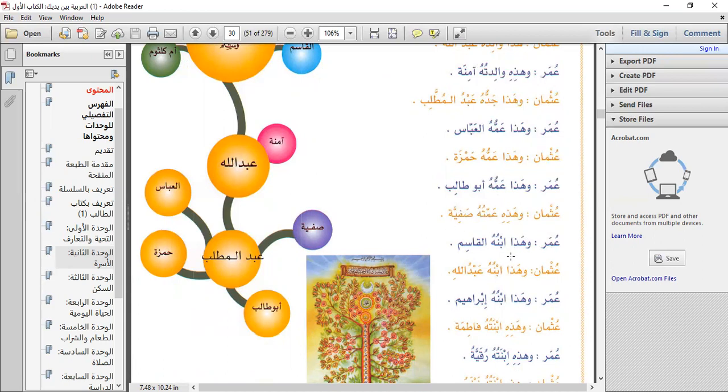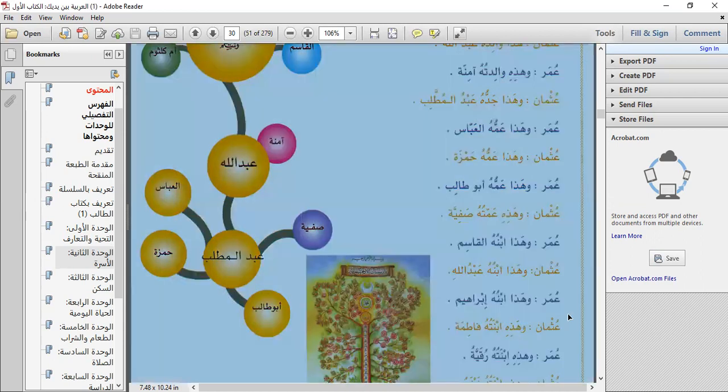Wa hadha, and this, again a boy. Hadha ibnuhu. Ibn is son. Now here, whose? His son Al-Qasim. Wa hadha ibnuhu Abdullah. Again, ibn, his son Abdullah. His son Ibrahim. He had three sons. Wa hadha ibnuhu Abdullah, wa hadha ibnuhu Al-Qasim, wa hadha ibnuhu Ibrahim. His sons: Qasim, Abdullah and Ibrahim.